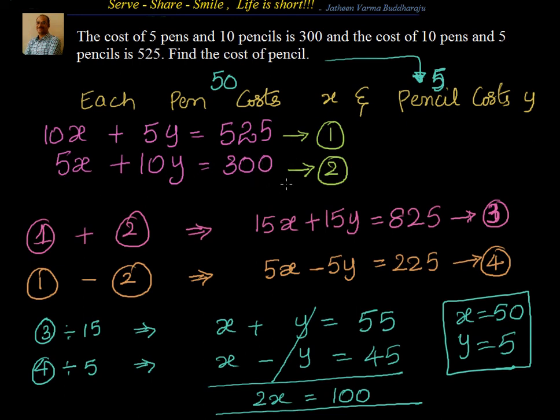I'm pretty much happy with that. No problem with that. Only the thing is, this will be a simpler solution when the coefficients are not so friendly, like 10 and 5. Suppose they are something like 49 and 68, something like that. Then life becomes easy when you follow this method.